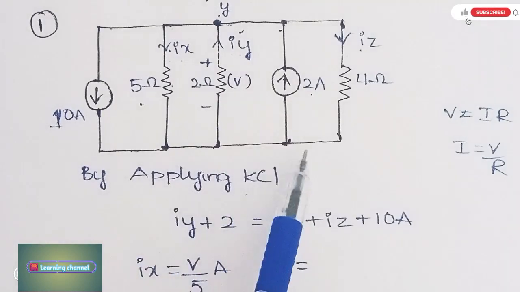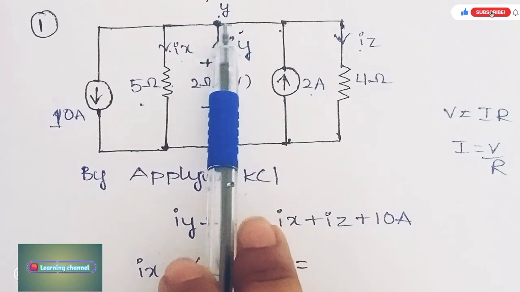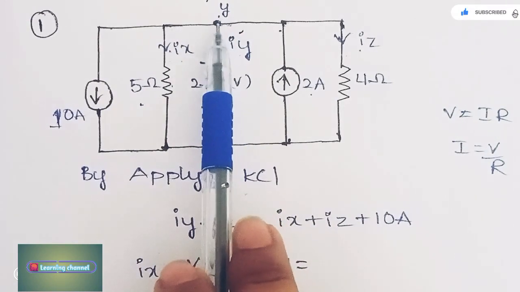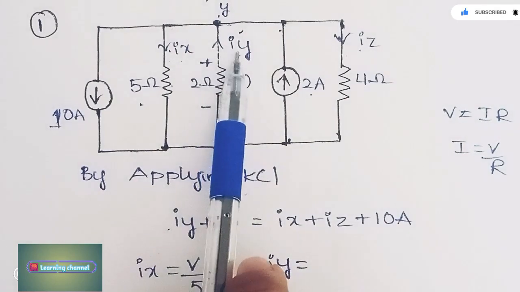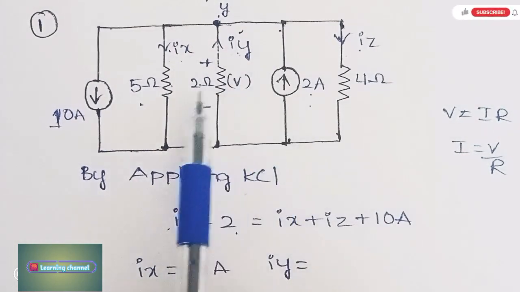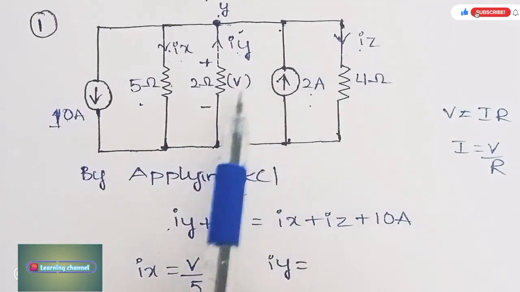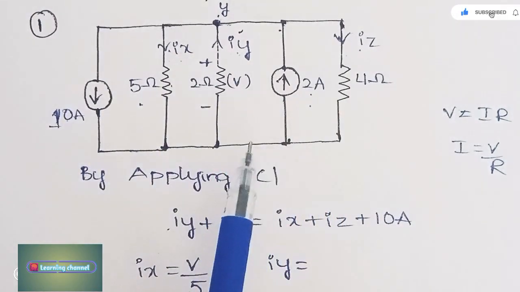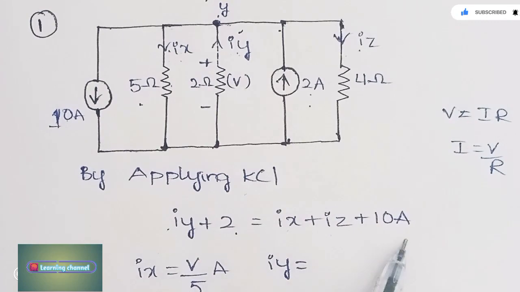In order to solve this circuit by using KCL, first of all let us consider Y. It is a node. From this node we can see that two currents are entering. They are Iy and 2 amperes, and three currents are leaving. So 10 amperes, Ix and Iz are leaving. According to KCL, sum of currents leaving is equal to sum of currents entering. So Iy plus 2 is equal to Ix plus Iz plus 10 amperes.